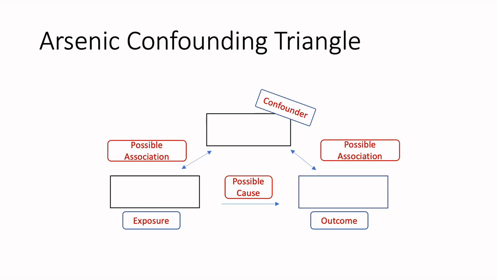Let's look at a potential confounding triangle for arsenic exposure. We already know the exposure is arsenic, and another outcome has been found to be associated with arsenic exposure that we haven't covered yet: bladder cancer. It's important that researchers identify using previous published literature other potential risk factors for bladder cancer. If another risk factor for bladder cancer is also found to have an association with arsenic, then that risk factor should be assessed as a confounder.